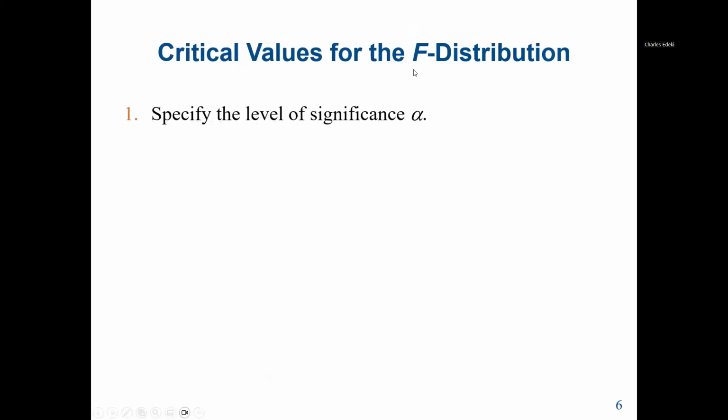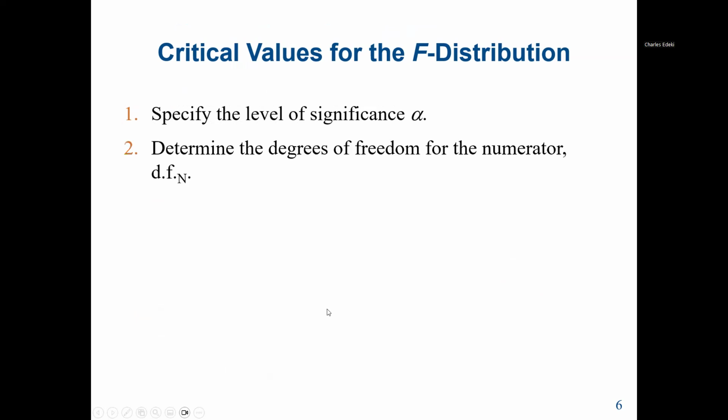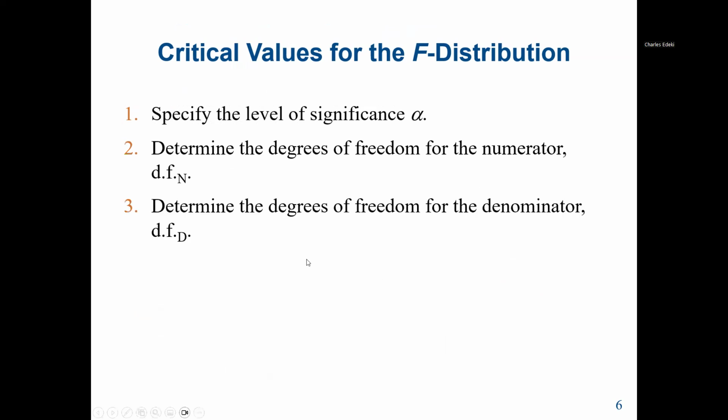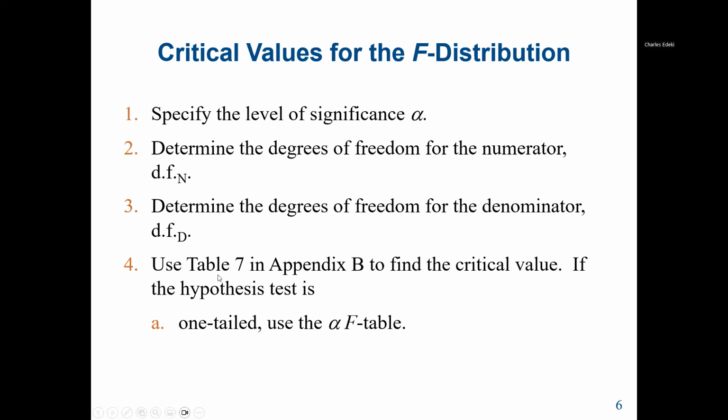So for critical values for the F distribution, the first thing we need to do is specify the level of significance, which is alpha. We also need to determine the degrees of freedom for both the numerator and the denominator, which are DFN and DFD. Then we can use Table 7. Again, the number of the table depends on the textbook you are using. This is the F distribution table, so we use Table 7 in Appendix B to find the critical value.